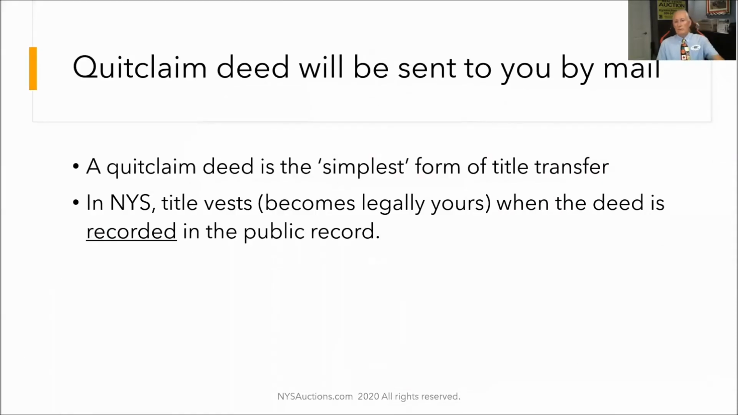Once you are approved, the county discovers that you don't owe tax, your final payment is in, and everything is good and ready to go, we've printed the deeds and sent them to the counties for filing. The quitclaim deed means the simplest form of title transfer. Once the county records that title in your name in the county record, that's when it legally becomes yours. You'll get a copy in the mail directly from the county, and then it's your property.